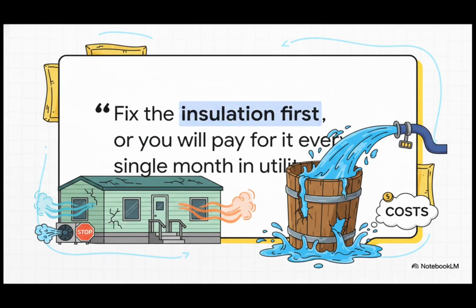And before we wrap up, I want to leave you with this last piece of advice. And honestly, this might be the most important thing we've talked about. If you know your home has bad insulation, don't just go buy a bigger AC unit to make up for it. That's like trying to fill a bucket with a hole in it by just turning the water on higher. You gotta fix the leak first.